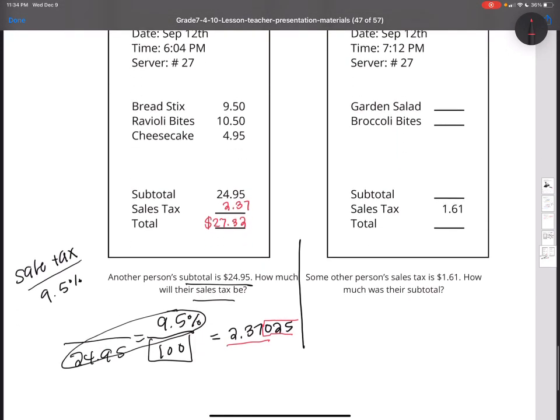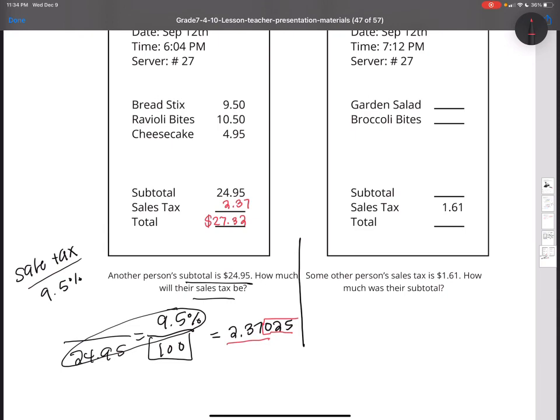Okay. So it says some other person's sales tax is $1.61. How much is their subtotal? So here we go. Now, we know the sales tax percentage at the restaurant, so we're going to make our proportion table, and we're going to cross multiply and divide by 9.5, and it's going to be 1.61 times 100 divided by 9.5.